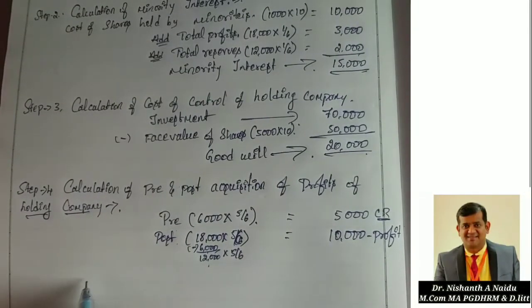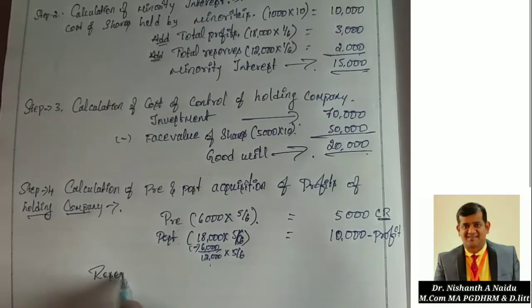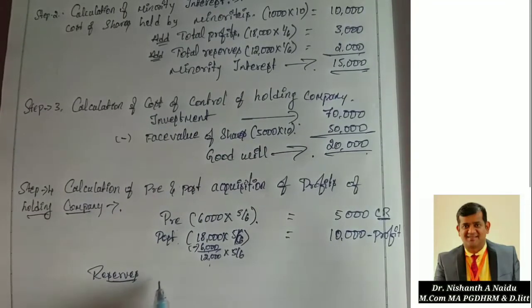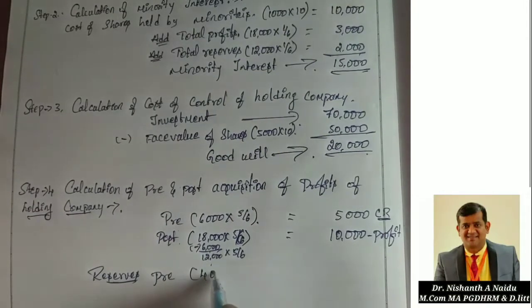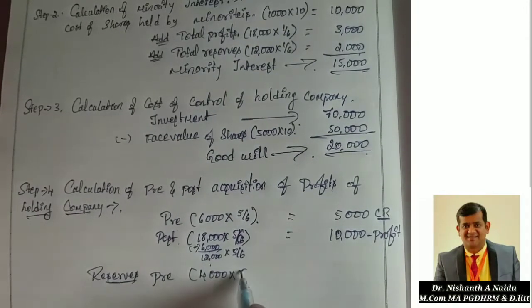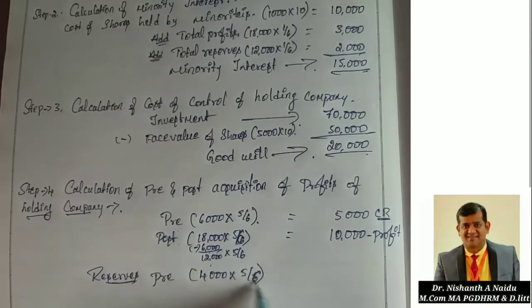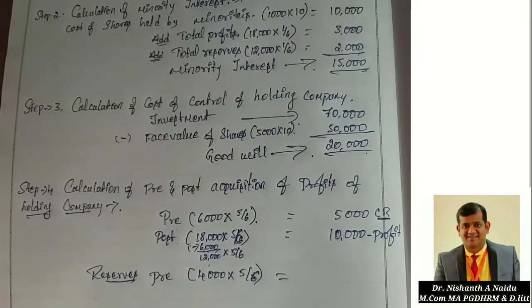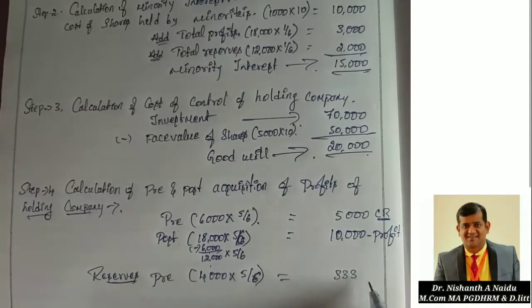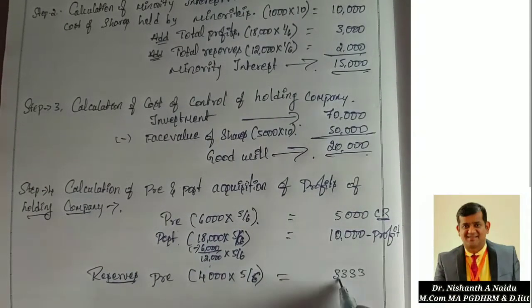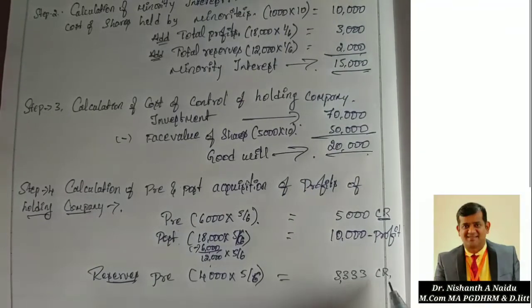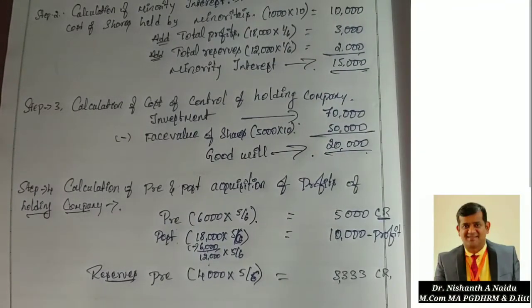Now let us calculate for reserves. Under reserves, for pre-acquisition, how much did I say? 4,000 rupees, which is in the adjustment. So 5 by 6. Calculate 4,000 into 5 divided by 6. That comes to 3,333 rupees. Transfer this to CR account, that is capital reserve account.